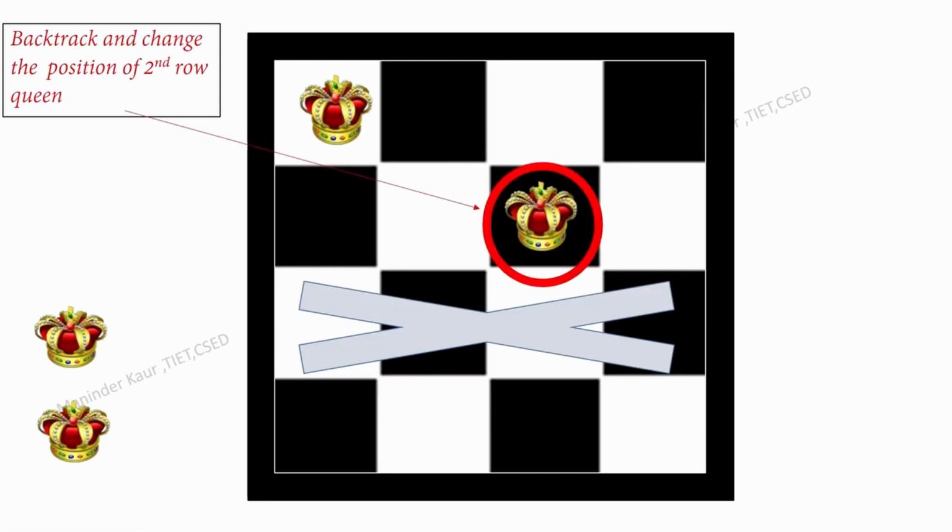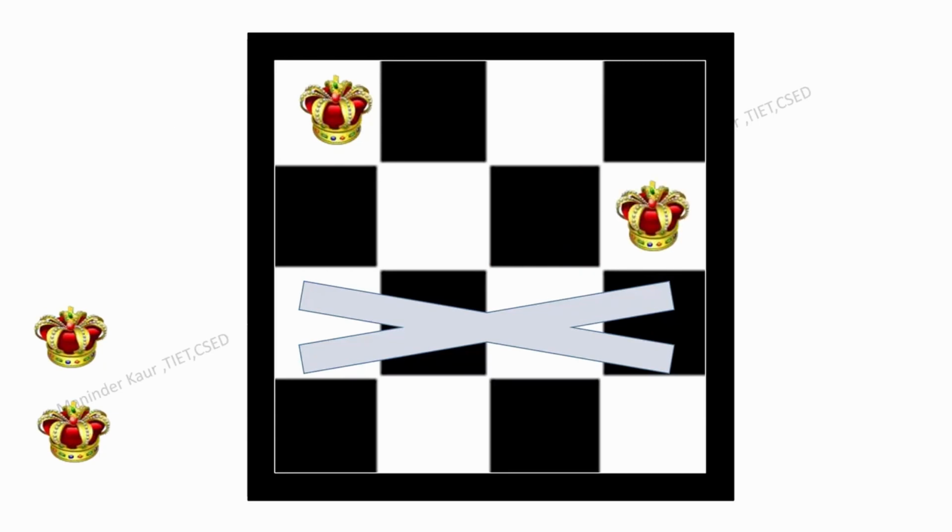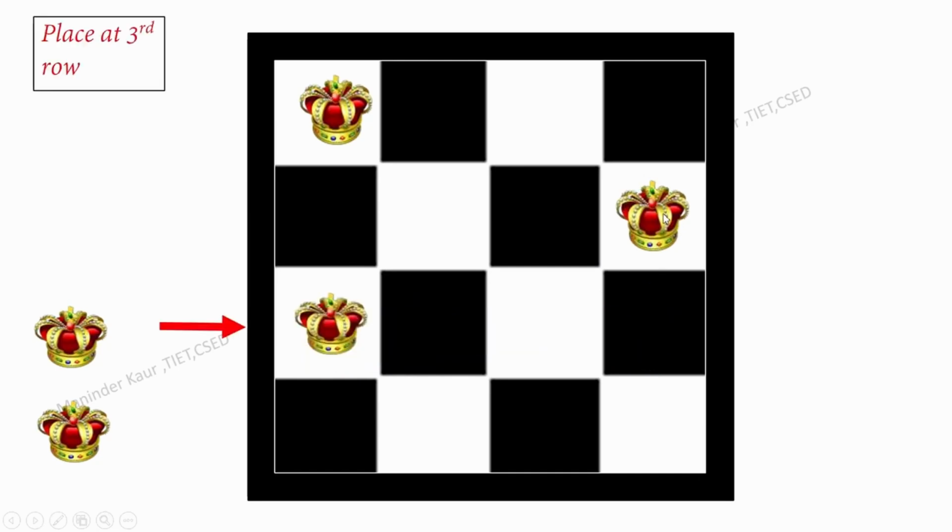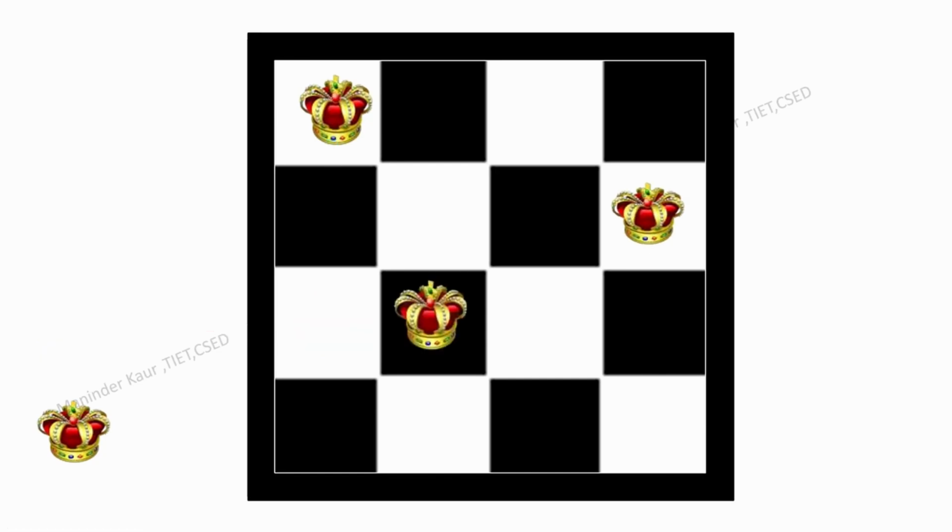How to change the position of the second queen? We'll move it forward somewhat. Let us suppose we move it forward like this, and again try to apply the concept. Now placing the third queen at the third row in this position, still it is not a feasible solution because there is a vertical attack. If you try to place the third queen at this column in the third row, this is the appropriate position because there is neither any diagonal attack nor any horizontal and vertical attack.